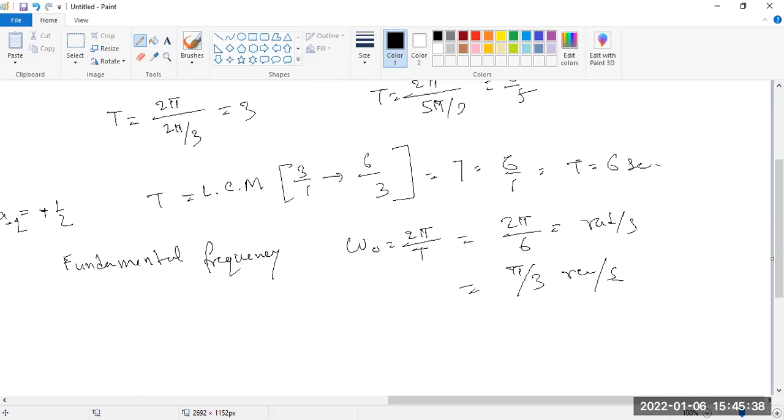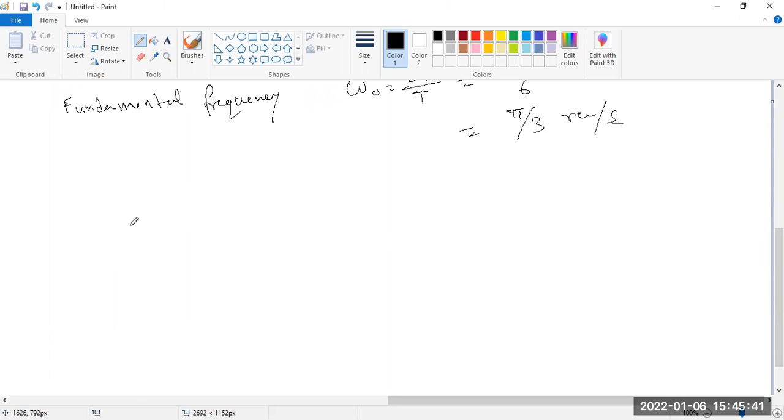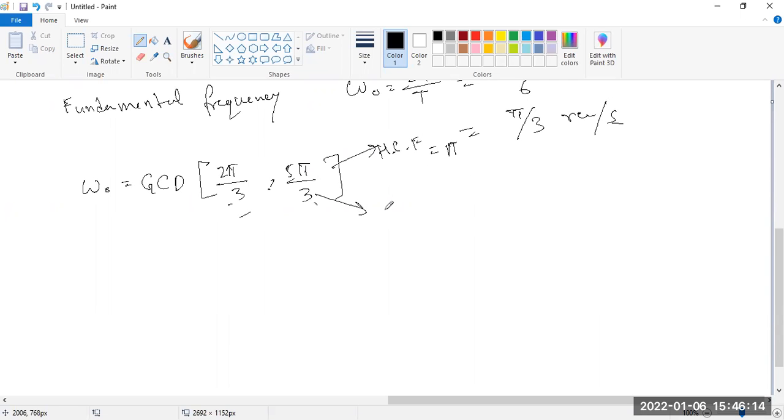So that is one process. Another process to find the fundamental frequency omega 0 is to use the GCD. We first take the HCF of the numerators, which is only π, and we take the LCM of the denominators, which is 3. So this is coming π by 3. Okay, in this way we can also achieve this omega 0.